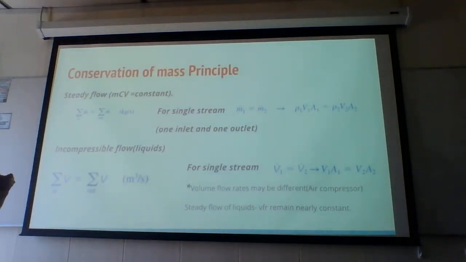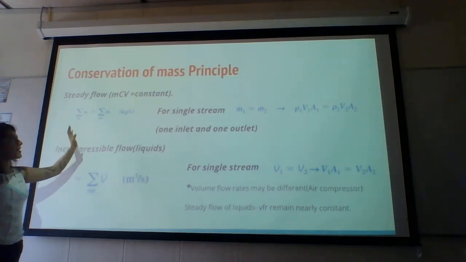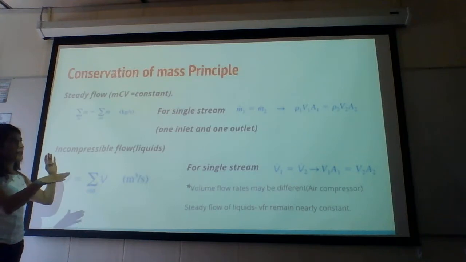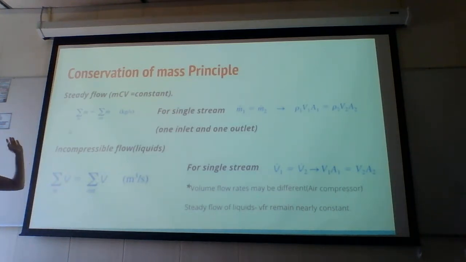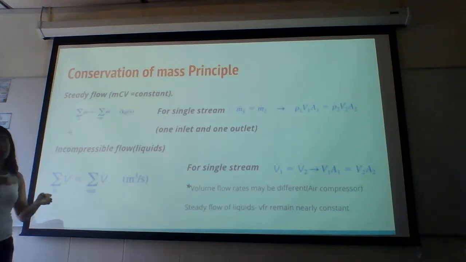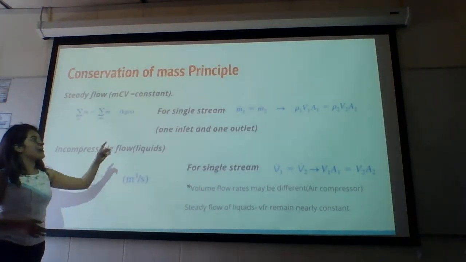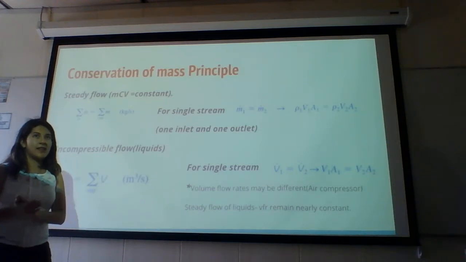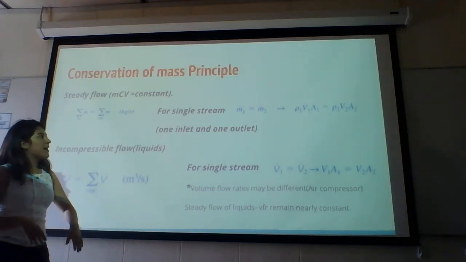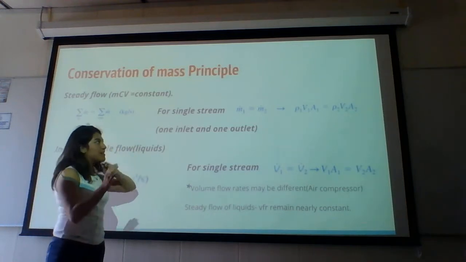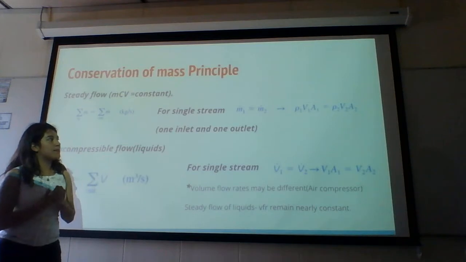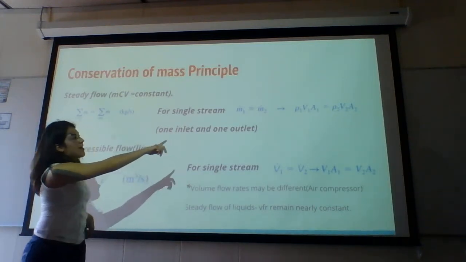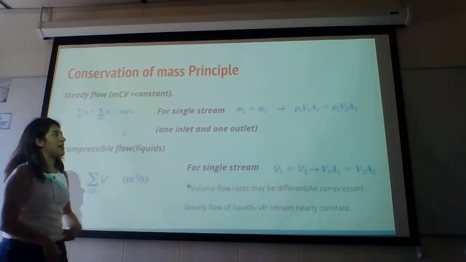Now we have to take into account the conservation of mass principle, and for these systems the mass is constant in the control volume. So the total mass flow rate going in equals the total mass flow rate going out. For single streams, which are the ones that only have an inlet and an outlet, the mass flow rate going in equals the mass flow rate going out, and we can write it as the density times the velocity times the area.